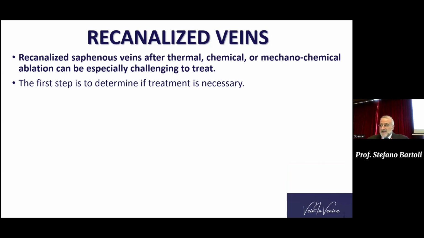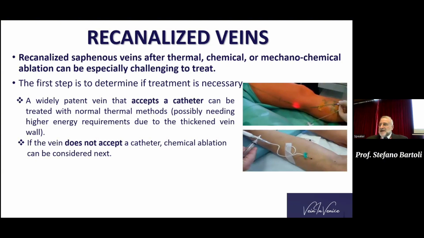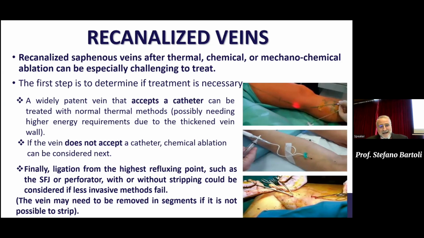The first step is to determine if treatment is necessary, as shown very well by Dr. Pai. A widely patent vein that accepts a catheter can probably be treated with normal methods. If it doesn't accept a catheter, we have chemical ablation. And finally, ligation from the highest refluxing point, such as the saphenofemoral junction or perforator, with or without stripping.